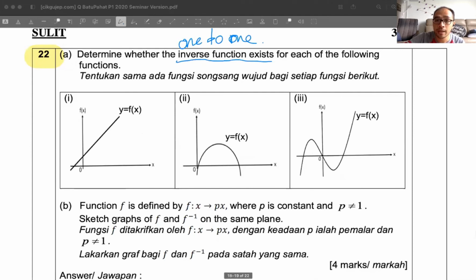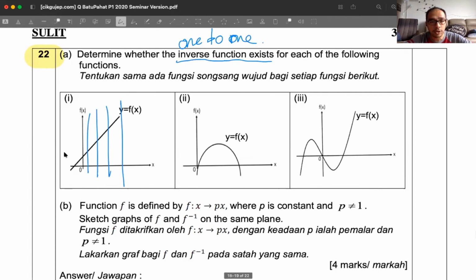If it is not a 1 to 1 function, if it is 1 to many, many to 1, or many to many, there is no inverse function. This is the condition, and this is the concept we must remember. So we have to check whether it is 1 to 1. Now, the best way to determine whether a graph is 1 to 1 is to draw straight lines.